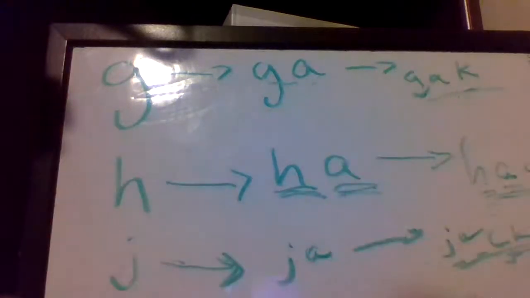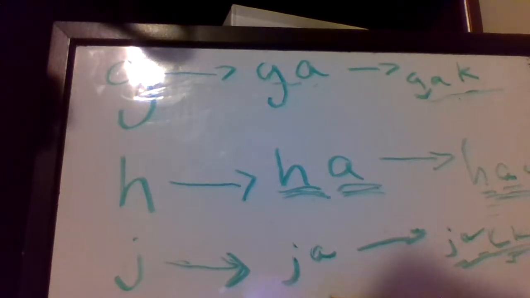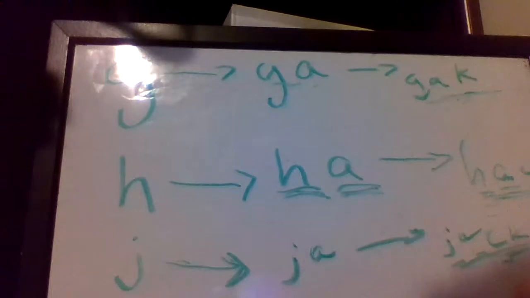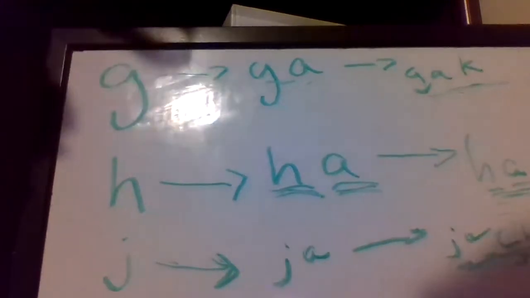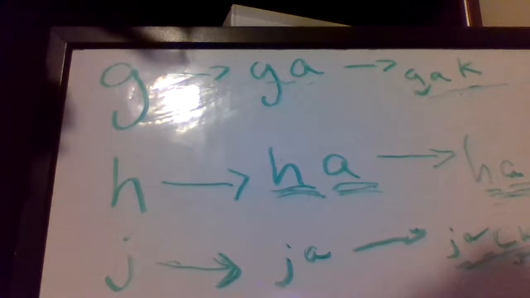Now K. K makes a K sound. We're going to add a letter to K. This time I'm going to add an I. K, I. So we're going to make a word. K, I. And we know the T makes the T sound. K, I, T.